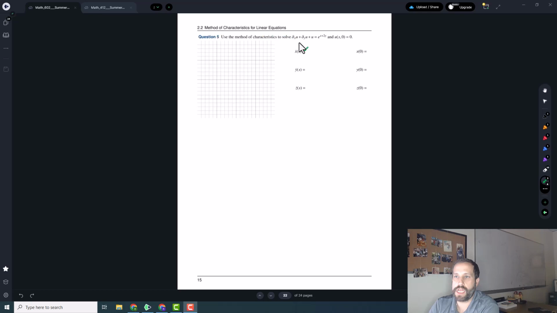Okay, so this is a non-homogeneous equation, meaning the zero function is not a solution to it. If we have all of the u stuff on the left-hand side, on the right-hand side we get something that's not zero. Okay, the Cauchy data is on the x-axis.